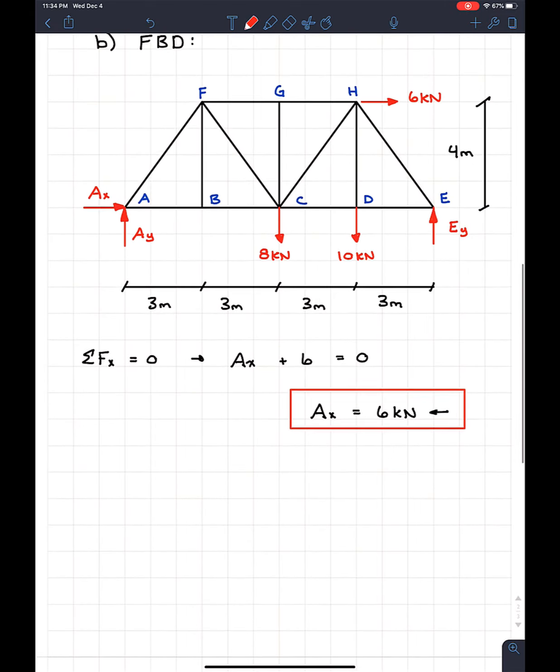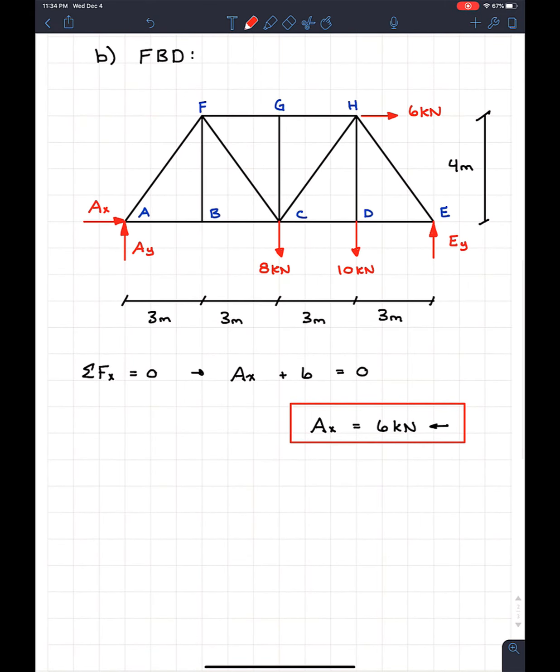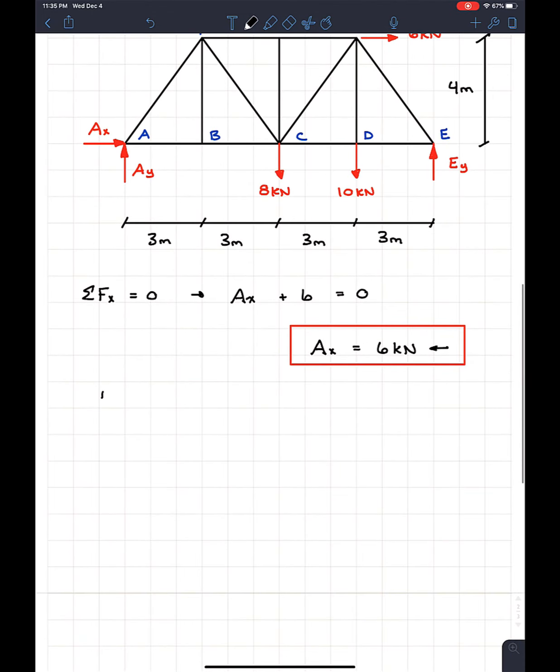But now we start to run into a little bit of trouble because we got AY and EY. If we were to take the sum of the forces in Y right now, we're not going to get anywhere because we're going to have two unknowns, only one equation. So it's always best before we do that to take the sum of the moments. We have to pick our point. I usually like to take it about the pin. It always seems to work well for me.